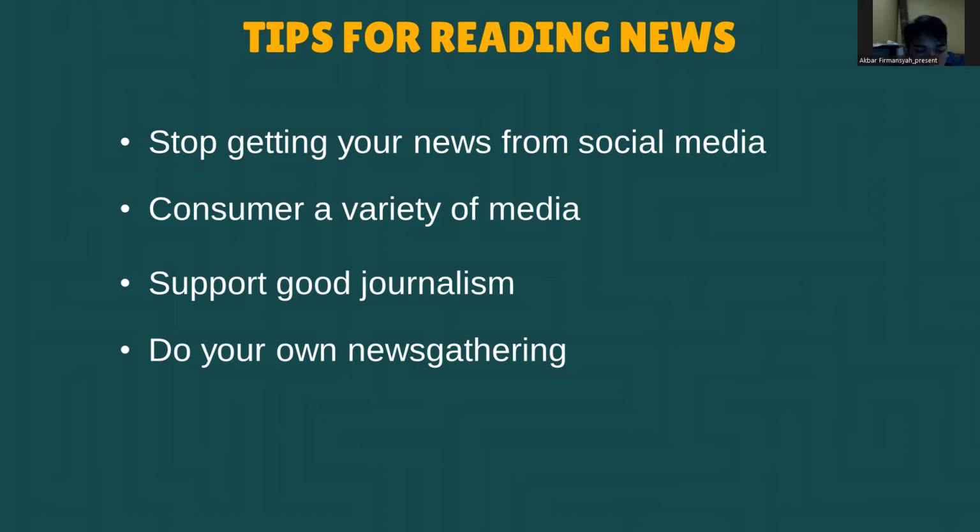Second is consume a variety of media. Some journalists and media outlets do a better job than others at being impartial, but journalists are only human. Some media outlets do a better job than others at covering particular subjects, such as local news, national politics, and international news. So be an eclectic news consumer. Don't just read the New York Times or just listen to NPR. Consume a variety of media, but make sure it's not fake news.